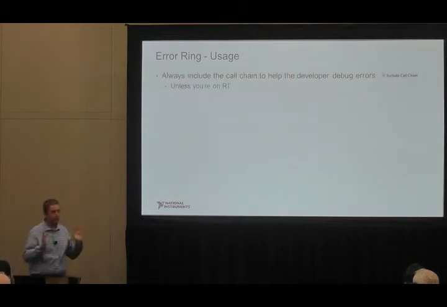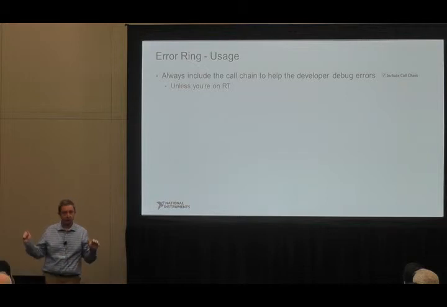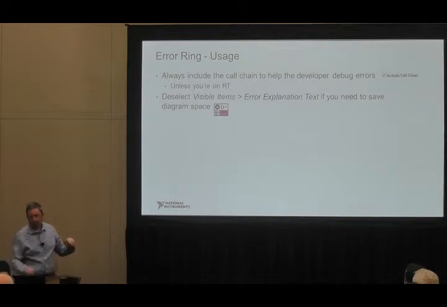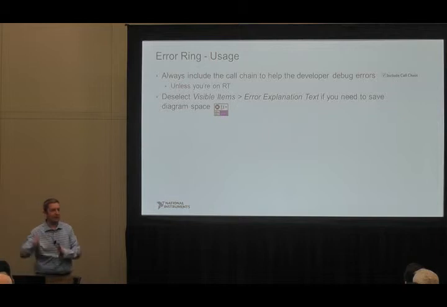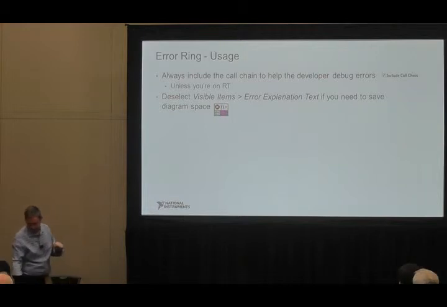All right, so when you use the error ring, check the little box to include the call chain. Always helps with debugging, unless you've got some other constraint why you can't. This one's for you. If you right-click on the error ring and choose Visible Items and deselect Error Explanation Text, it hides that whole sentence that we show, and it compacts the node down to be super tiny. So if you want to conserve some diagram space with the error ring, do that.